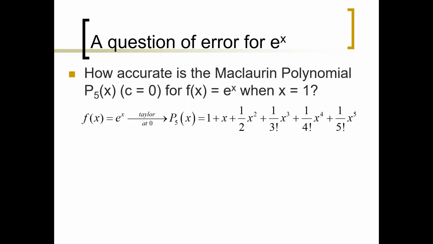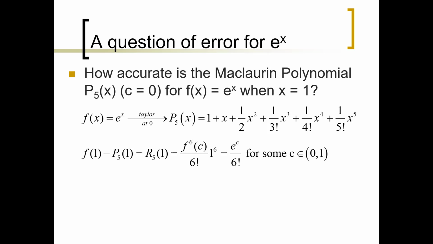I want to know, if you have the function f of x equals e to the x, and I evaluate that function at 1, of course we get the value of e. But instead, I'd like to use the Maclaurin polynomial of 5th degree and evaluate that at 1. And I'd like to know then, how close is it to the value of the function at 1? Well, a Maclaurin polynomial is just a Taylor polynomial centered at 0. So we can use Taylor's theorem with remainder in order to approximate that.